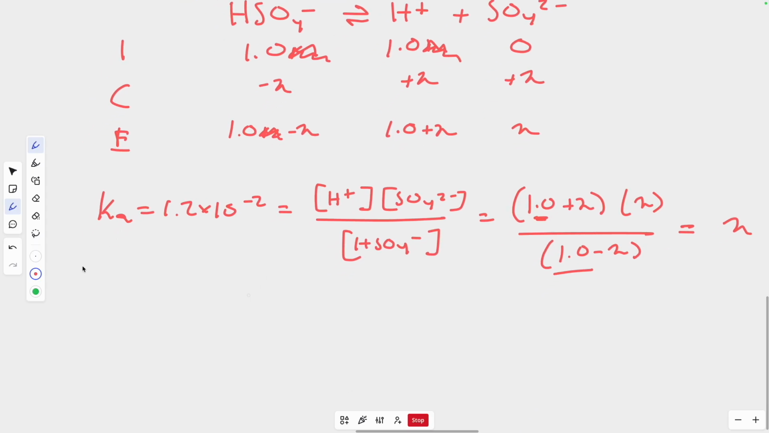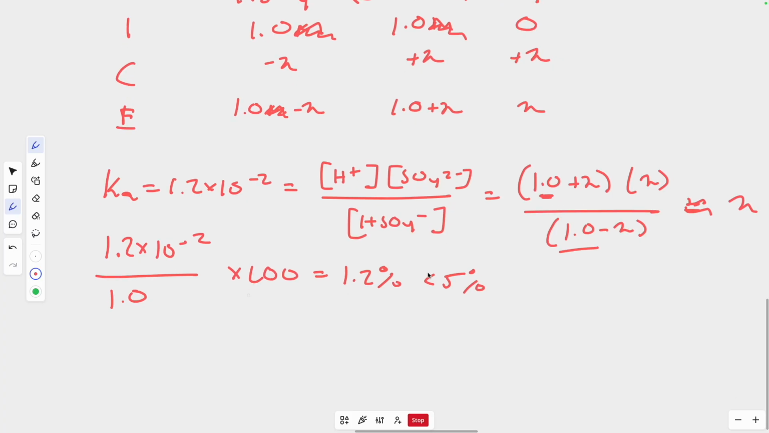And we can also validate that with the 5% rule. So we have this over the initial concentration, so that's 1, and then times 100. And then this is equal to 1.2%, which is less than 5%, so we can approximate this to be approximately x.